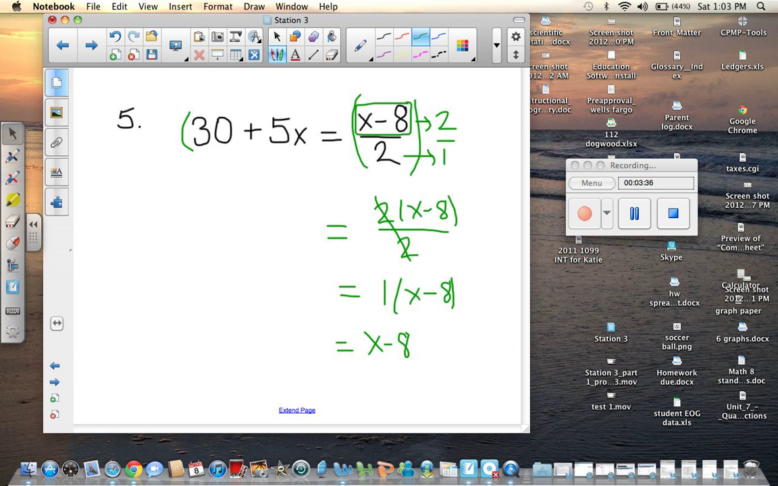And then on this left side, we need to do the same thing. We need to multiply by 2. And again, when you multiply, it needs to be by the entire piece over here. So we have to multiply the 2 by the 30 using the distributive property. And we get 60. And then we also distribute the 2 to the 5x. The 2 is being multiplied by the 5x. And we get 10x.